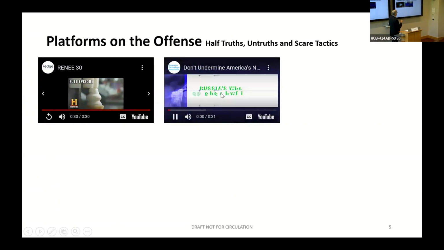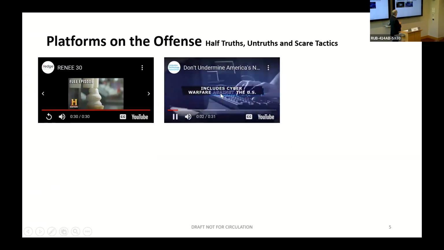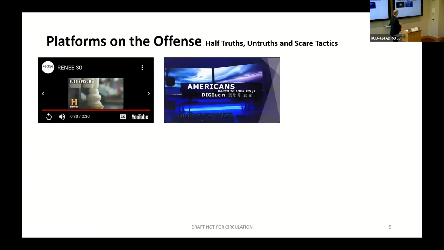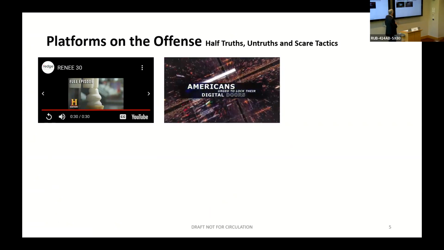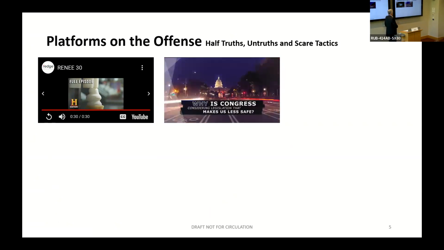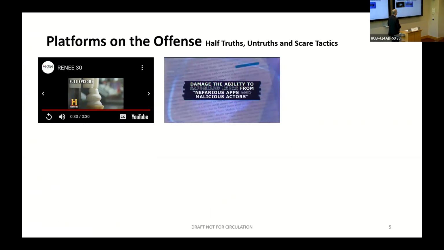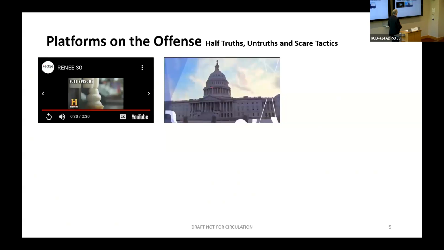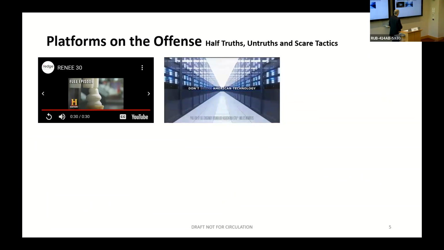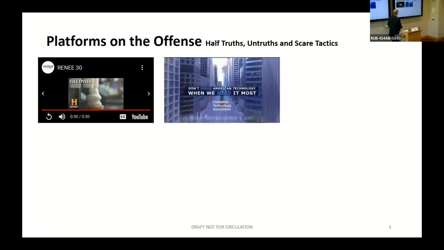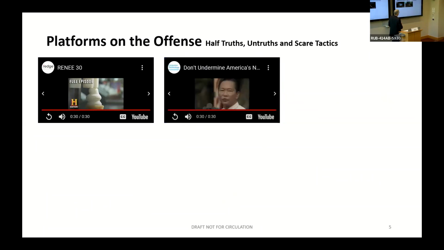Russia's war on democracy includes cyber warfare against the U.S. Americans have been urged to lock their digital doors. So why is Congress considering tech legislation that makes us less safe? Former military, CIA, and national security officials believe these bills will damage technology's ability to safeguard users from nefarious apps and malicious actors. Tell Congress to listen to the security experts. Don't break American technology when we need it most. Paid for by CTA and its members.